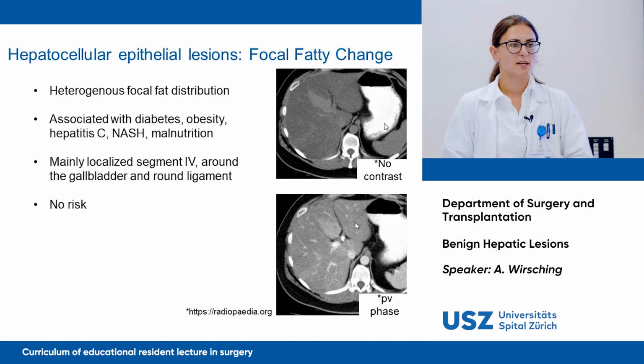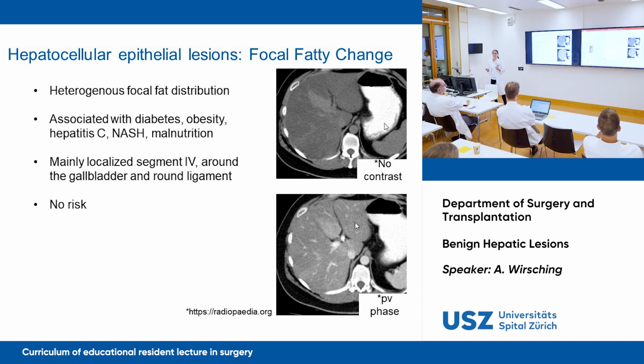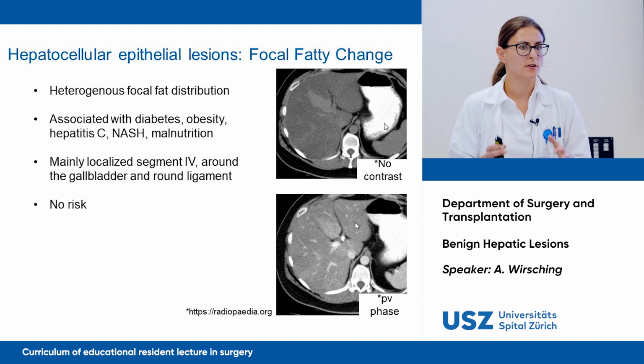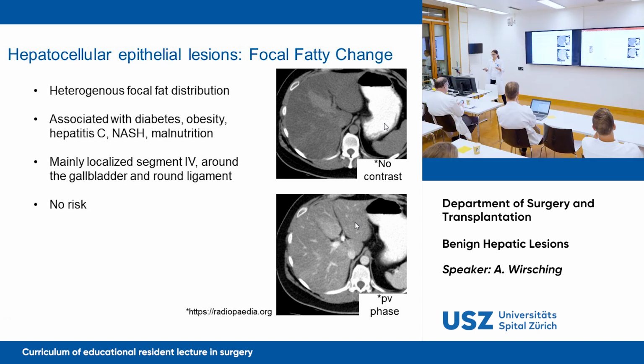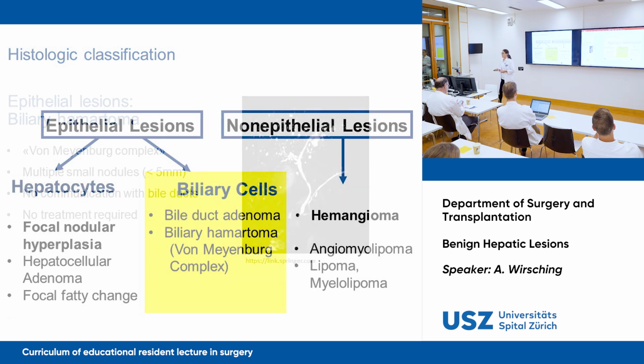Looking at focal fatty change very quickly, this is just something we might take for a benign hepatic lesion, but it is only an accumulation of steatotic hepatocytes, mainly around the gallbladder or in segment 4, and has no risk and no impact. Looking at biliary cells very quickly, biliary cells can also give rise to benign tumors.